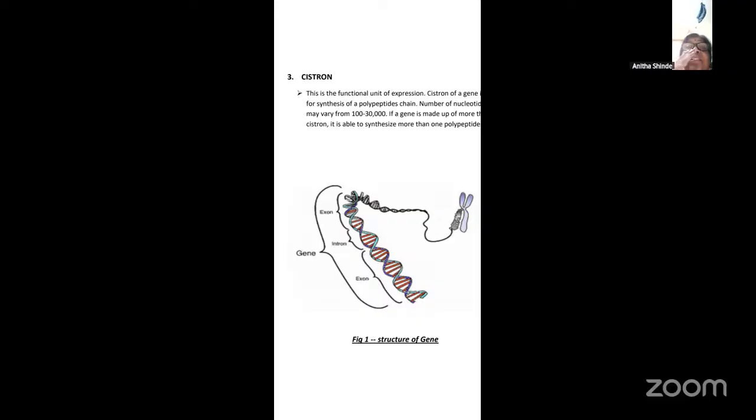So how can it express? Because it has the capacity, it can synthesize a polypeptide. So the number of nucleotides varies from 100 to 30,000. If a gene consists of more than one cistron, then those cistrons will be able to synthesize more than one polypeptide. So this is the basic structure of the gene. Now, where they have talked about the exon and intron, I'll come to that later.